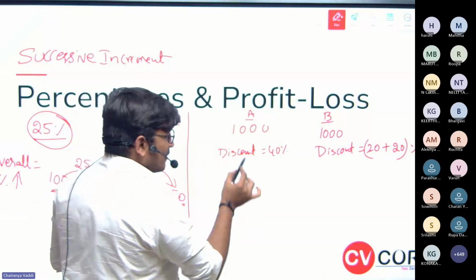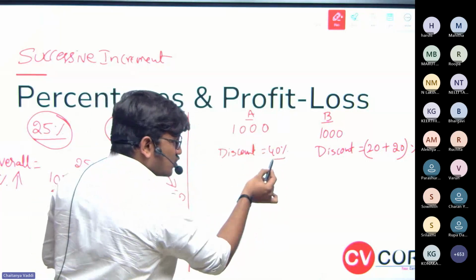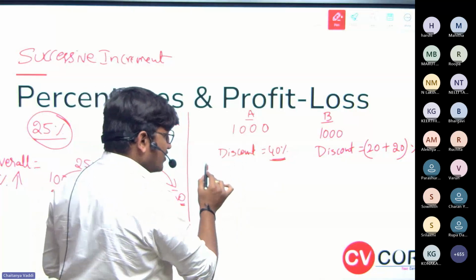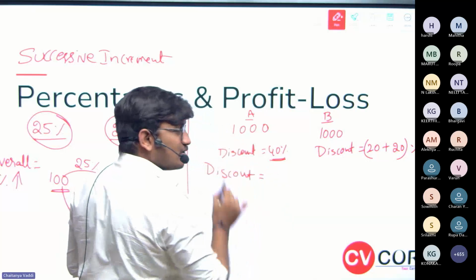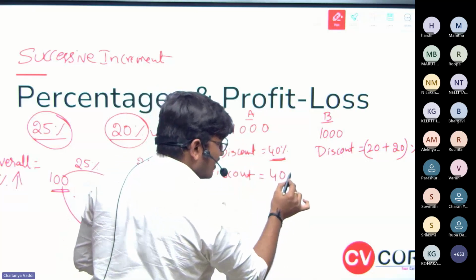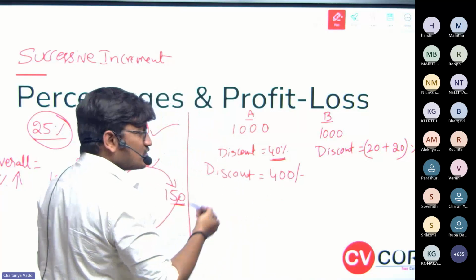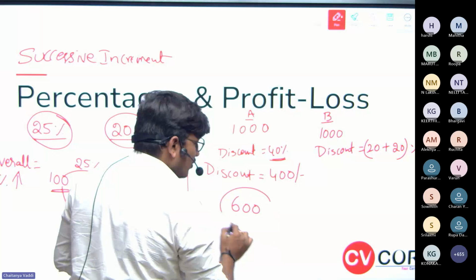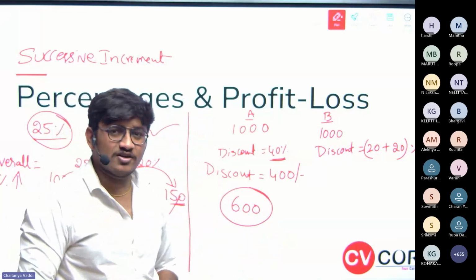In this case, the watch price is 1,000. When the shop person gives a 40% discount, how much discount are you getting? 40% of 1,000, so can I say that 400 is the discount I'm getting? When I get a 400 rupee discount, obviously I should pay 600 rupees. So I got that watch for 600 rupees, correct?